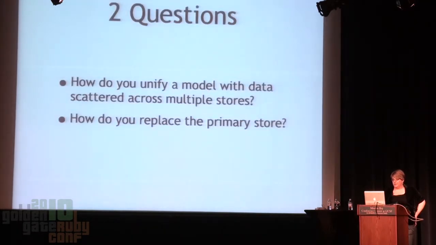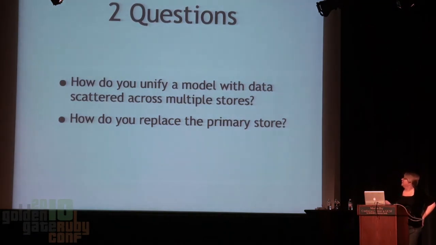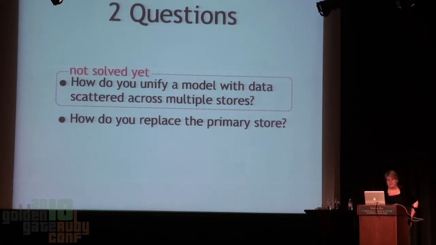So coming back to our two questions from the beginning of the talk, which were how do you encapsulate a model that has data scattered across multiple stores, and how do you replace the primary store? I would say that for the first question there's not really a pat answer yet. There's some work to do there. For now, the best you can do is break stuff into modules where possible, try to extract the common bits, and put as much in lib as you can and reuse it across the models that use that same kind of persistence.